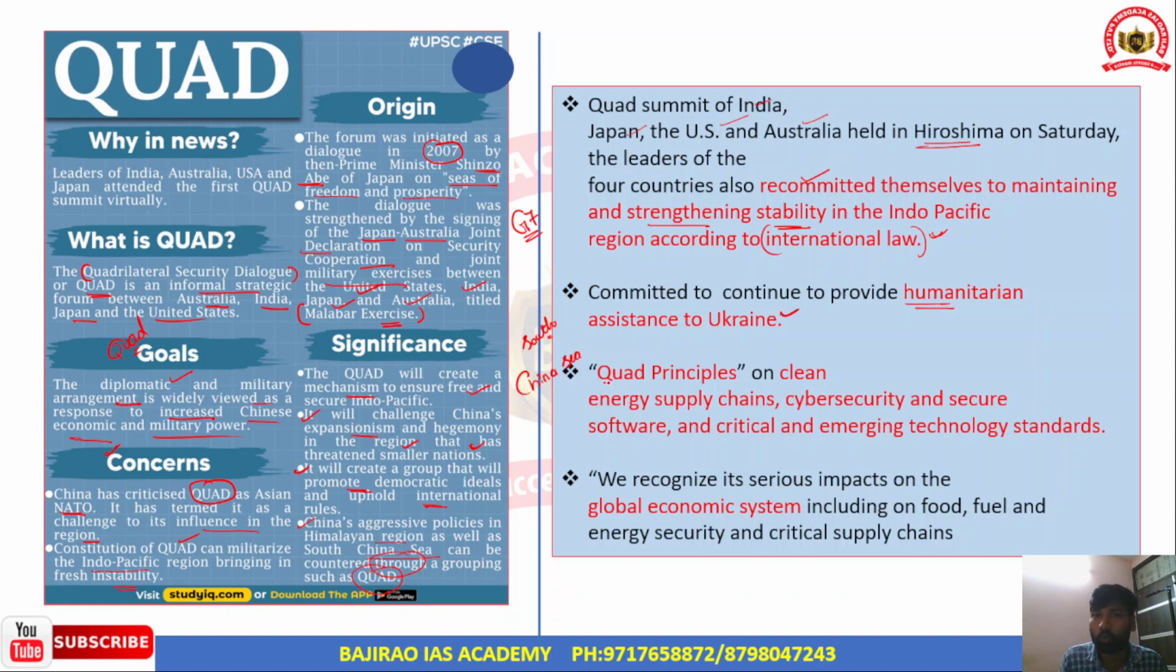Apart from this, Quad principles were also accepted, particularly on clean energy supply chains, cybersecurity and secure software, and critical and emerging technology standards. These principles were agreed by the Quad member countries. The member countries also recognize the serious impacts on the global economic system due to the Russia-Ukraine war, because across the world there have been fuel security, food security, and fertilizer security issues, and the global south, developing and least developed countries, were the worst impacted.